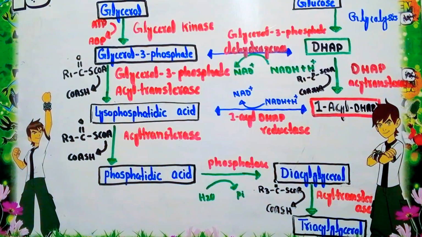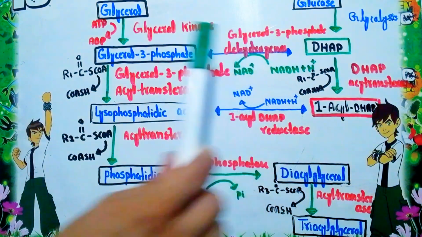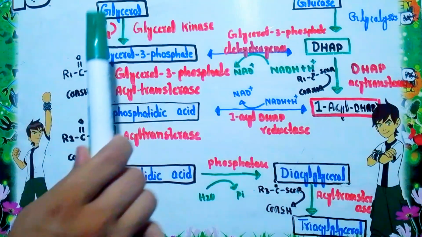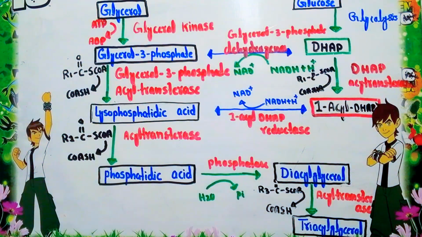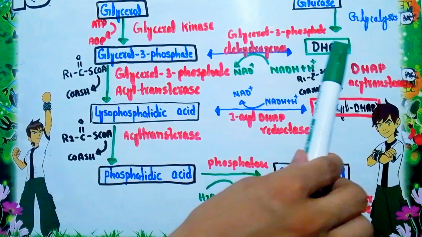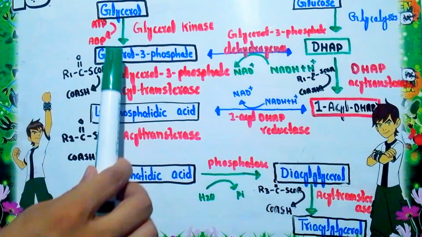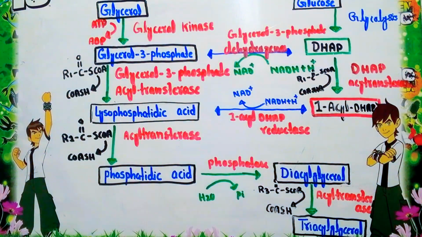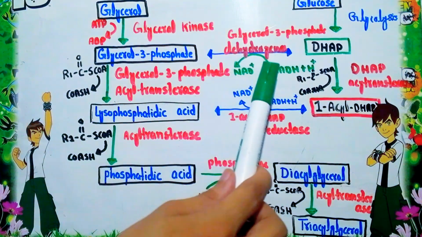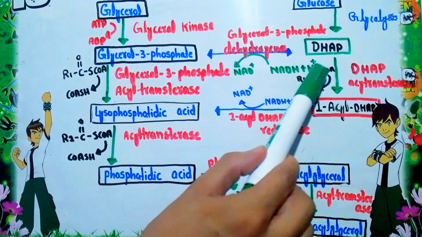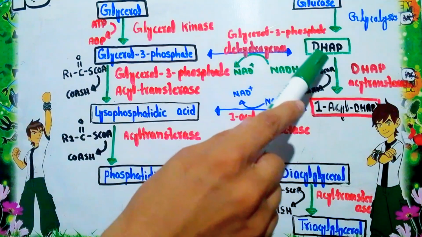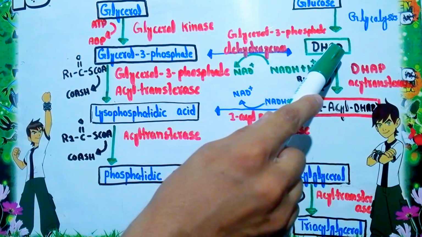Now, when this dihydroxyacetone phosphate is acted on by the glycerol 3 phosphate dehydrogenase enzyme, it is converted into glycerol 3 phosphate. Here, mainly the addition of hydrogen occurs to the dihydroxyacetone phosphate. Now, where does this hydrogen come from? This hydrogen is donated by the reduced coenzyme, NADH plus H. This hydrogen is released by the glycerol 3 phosphate dehydrogenase enzyme and is gained by the dihydroxyacetone phosphate.